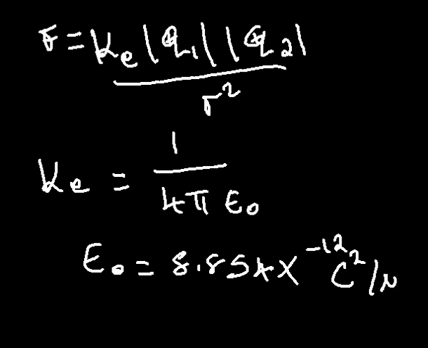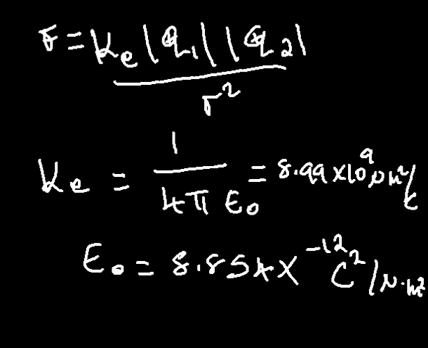Per Newton meter square. This is the value of the constant, the permittivity of free space, and it is a dimensional constant. If we substitute it here, the value of the constant is given as 8.99 times 10 to the power 9 Newton meter square per Coulomb square.